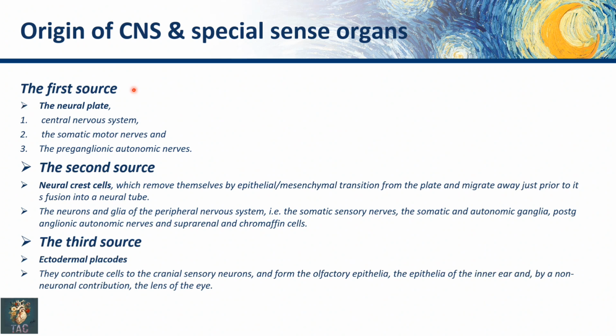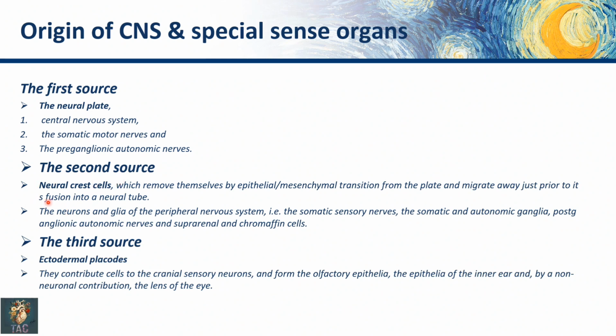There are three different sources from which the CNS and special sense organs originate. These are the first source, second and third. So the first source is the neural plate, and the neural plate gives rise to the central nervous system, the somatic motor nerves and the preganglionic autonomic nerves.